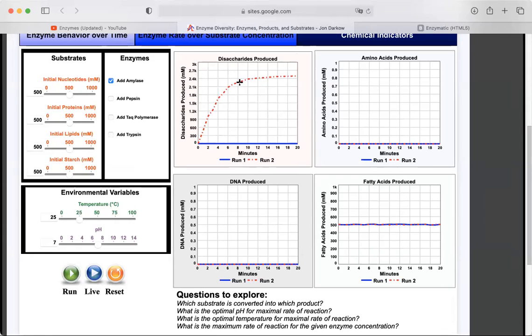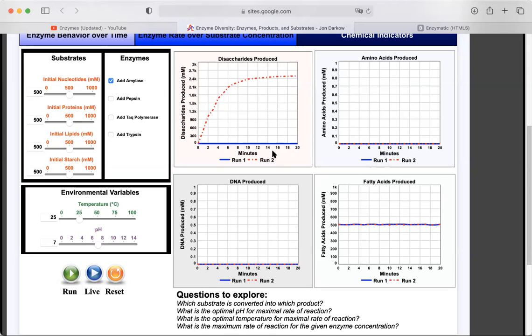And you can see here when we ran the experiment this time, because we increased the temperature, we get some disaccharides produced. And that means that the starch that we started with is being broken down into disaccharides because amylase, the enzyme, is helping that chemical reaction go. When we increase temperature, the increase in temperature produced more disaccharides, meaning more starch was being broken down.